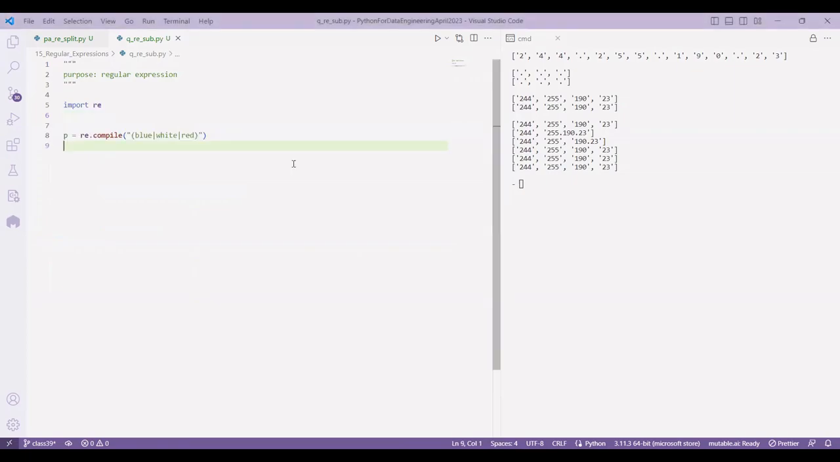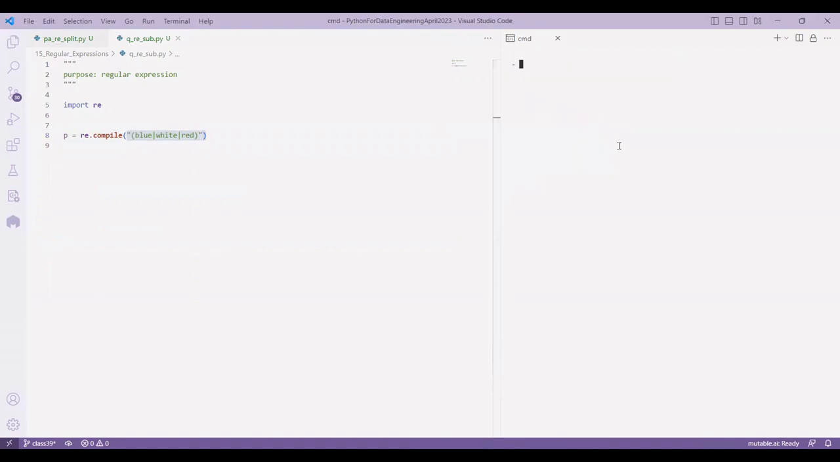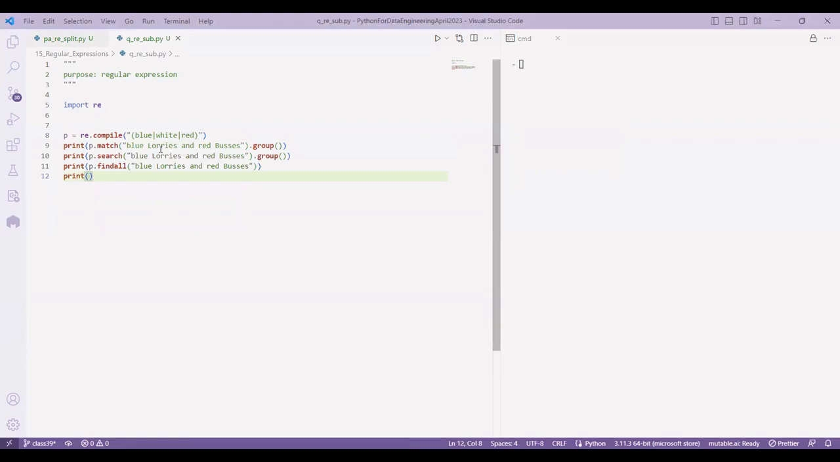You see in this case I am taking a compile. When we do compile on the single pattern, if you want to do multiple operations, you do a compile. So this time I did braces, and in that I give this, meaning either blue or white or red. It's like an OR operation, for anything it will do. Now for this pattern, I do a dot match or group. For match or search, when you want values, you need to do dot group. For findall, you need not do a group because it will by default give a list.